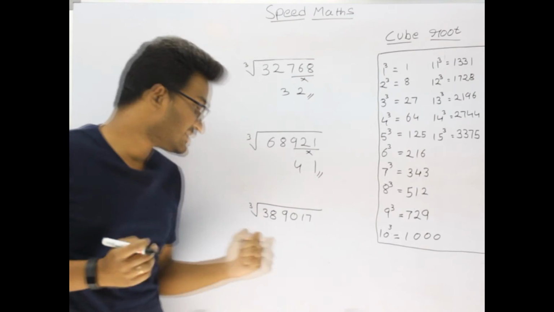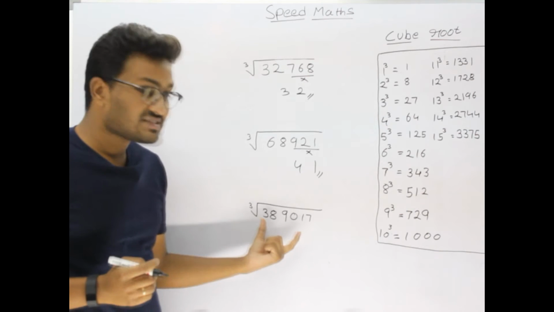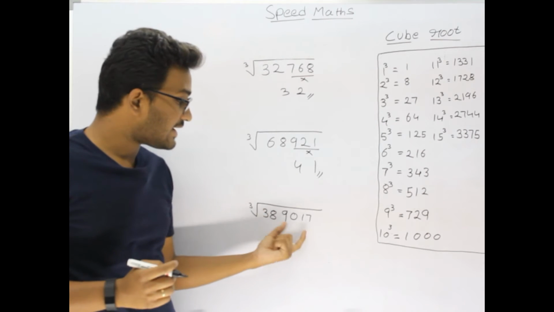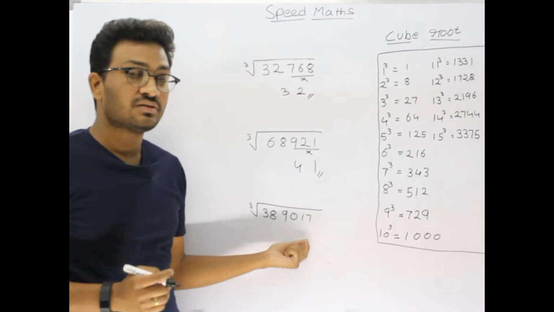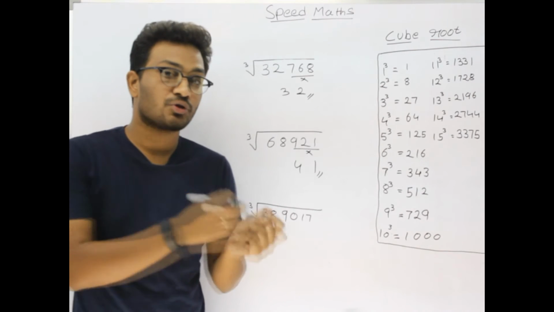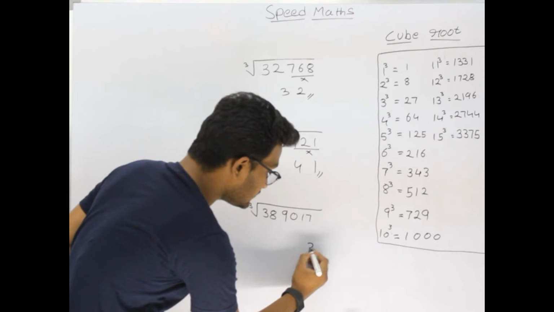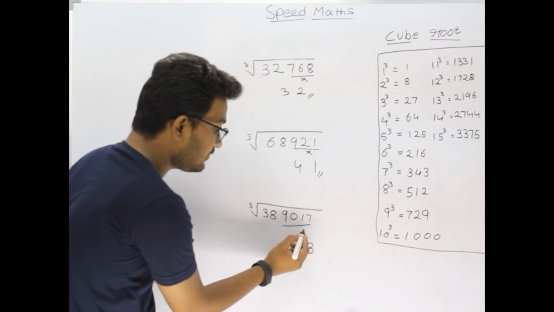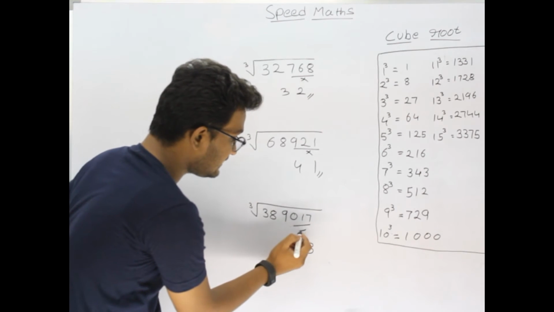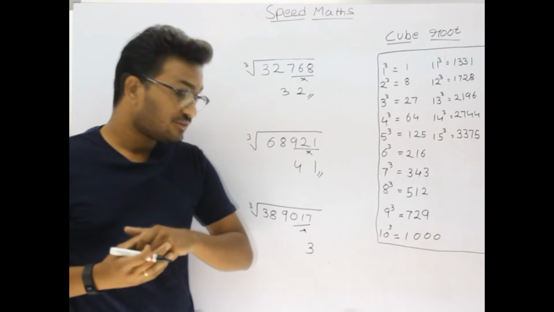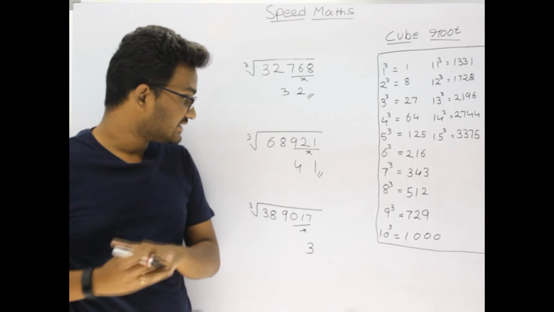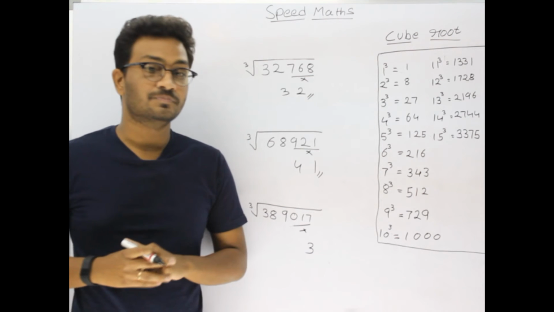Now let us see this example. Here this is a perfect cube and this number ends in 7. So we know that if a cube ends in 7, its cube root will end in 3. So write down the 3 first, then forget about these 3 digits. Now we have to take a number which is less than 389 and a perfect cube.